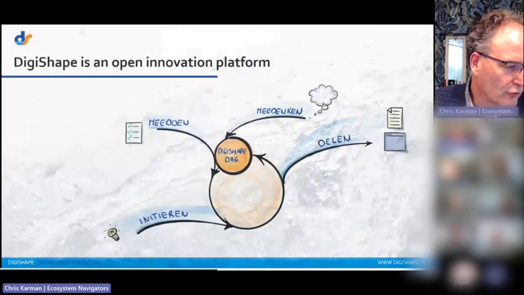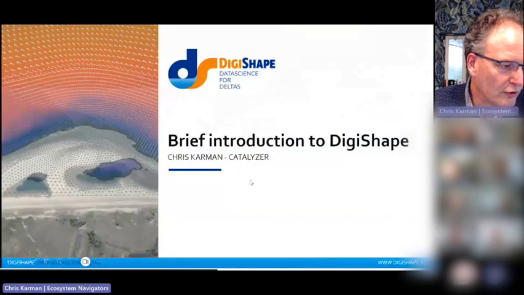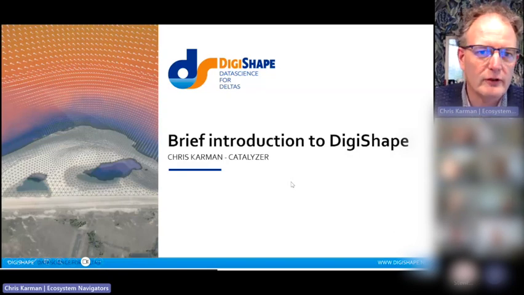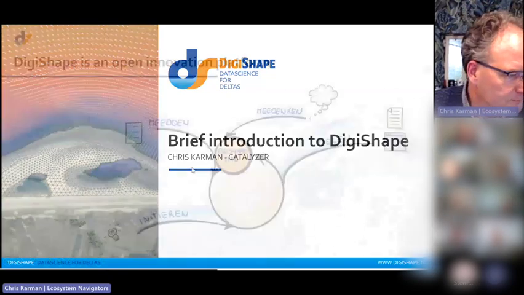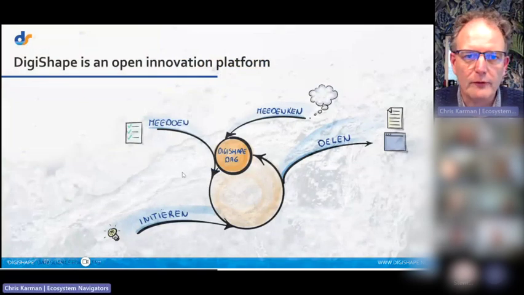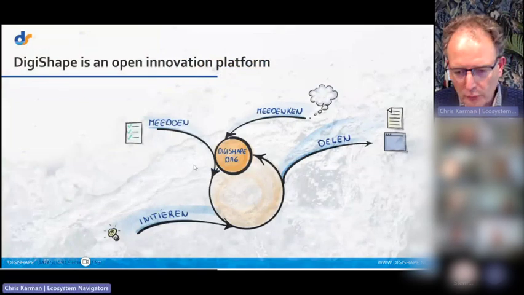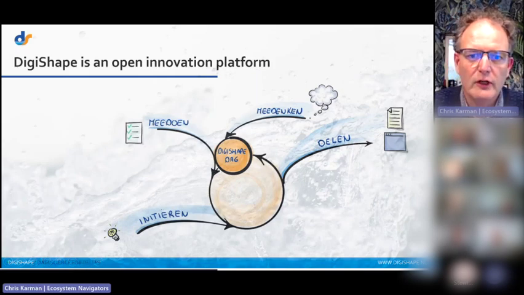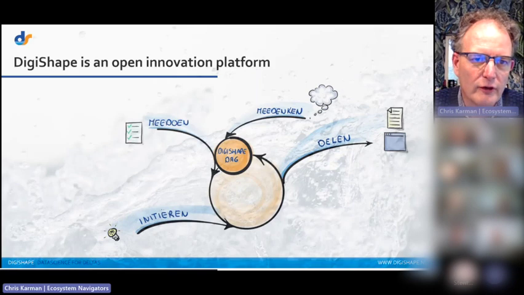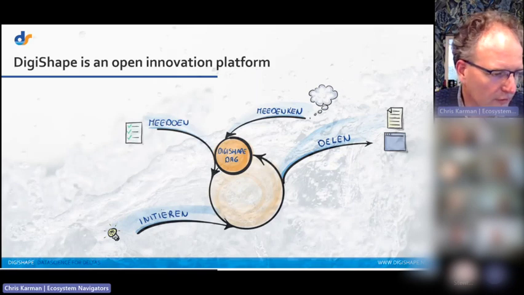A few slides about DigiShape. My name to start off with is Chris Karman. I'm the aanjager, the catalyzer of DigiShape. And DigiShape, at its core, in essence, is an open innovation platform. What we try to do is to bring partners and the community together to innovate and to accelerate digital innovations in the water sector and for the water sector.